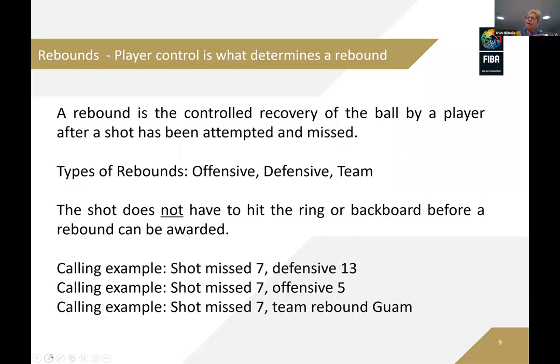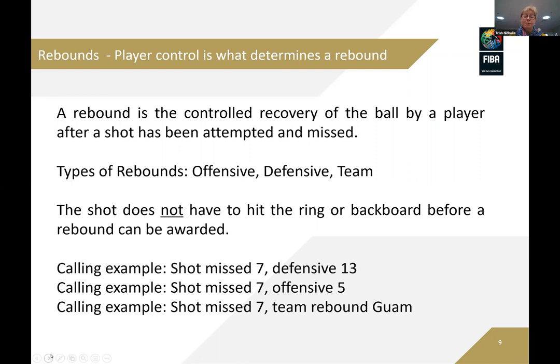After shots, if they don't go in, the very next thing that happens is that there has to be a rebound. So we need some definition around what a rebound is. The rebound is a controlled recovery of the ball by a player. There are 3 types of rebounds: an offensive rebound, a defensive rebound, and a team rebound.